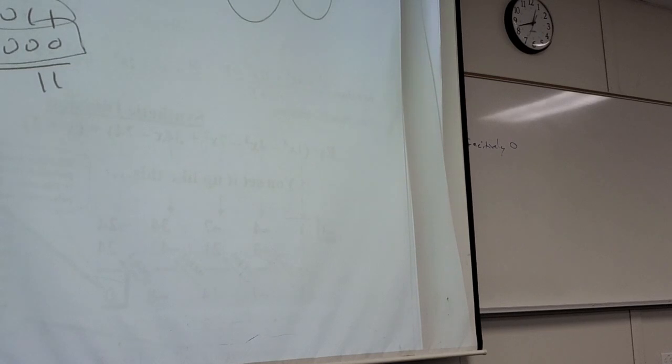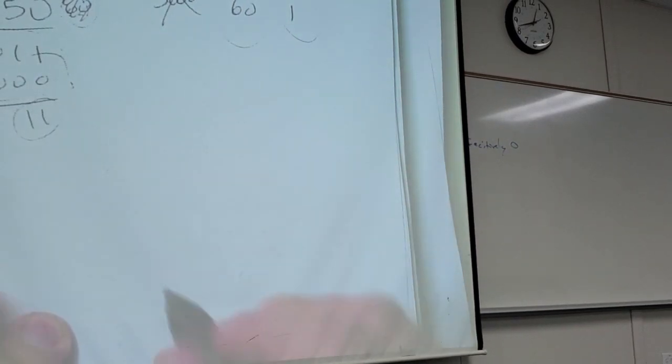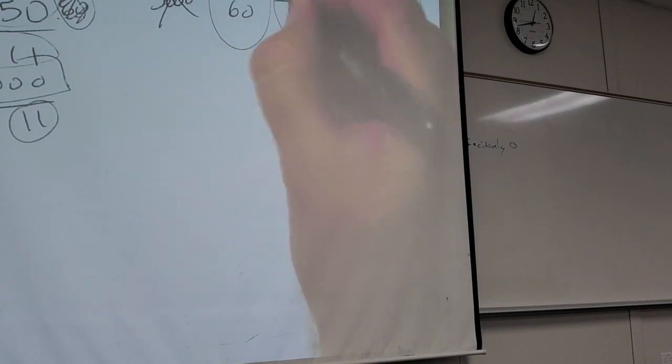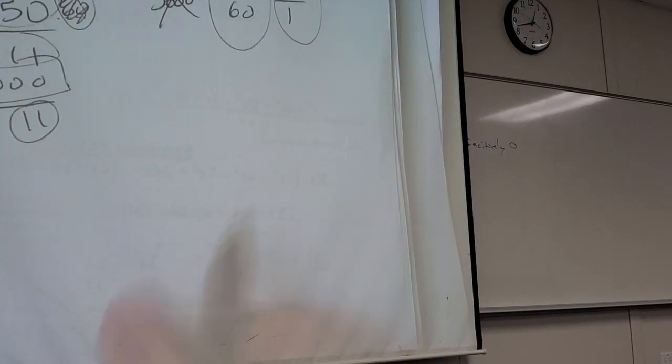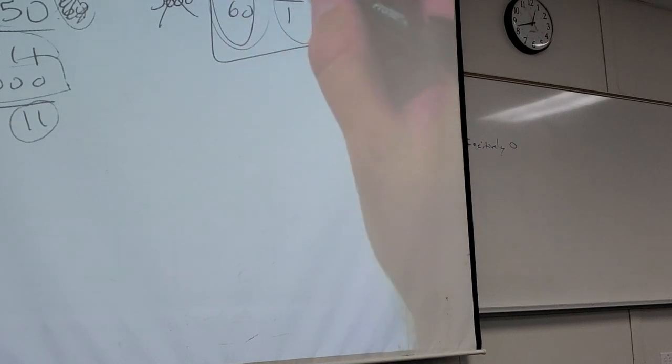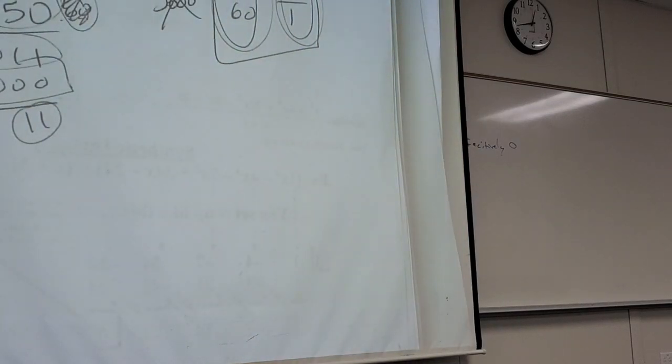50 60s is 3,000. So if I put 50 here, how much of the number do I still have to take care of? 11. So that's my leftovers. 50 60s plus 11 is 3011. I can see that right here. So we're really just capturing 50 of these and 11 ones makes the number, 3011.